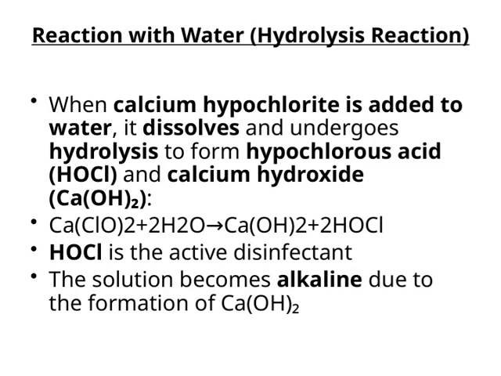When calcium hypochlorite is added to water, it dissolves and reacts through a process called hydrolysis. This reaction produces 2 key substances, hypochlorous acid, or HOCl, and calcium hydroxide, Ca(OH)2. The chemical equation for this is Ca(ClO)2 plus 2 water molecules, which yields Ca(OH)2 and 2 molecules of HOCl. Now, here's the important part. HOCl is actually the active disinfectant in this mixture. That's what does the work to kill bacteria and viruses.